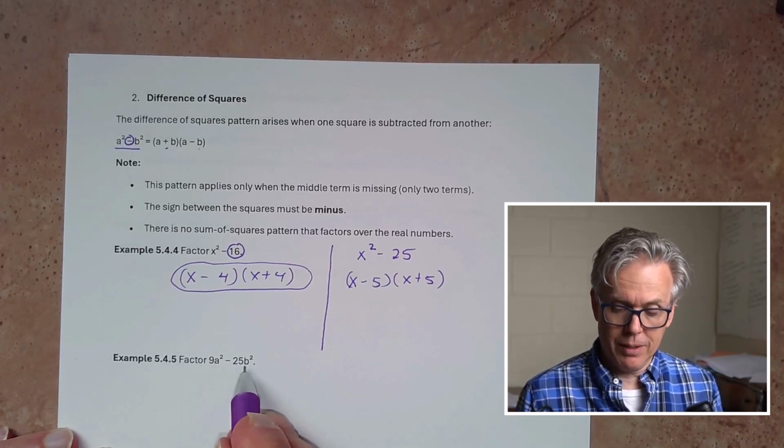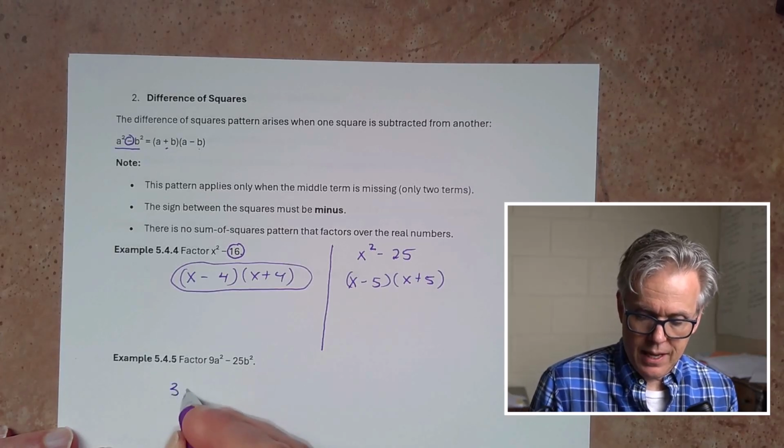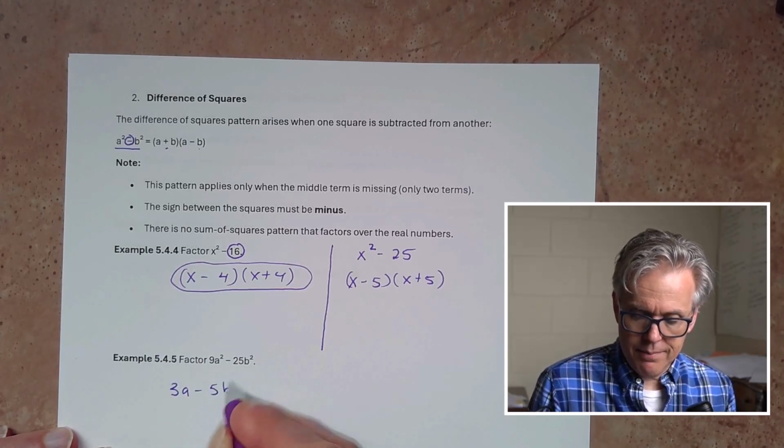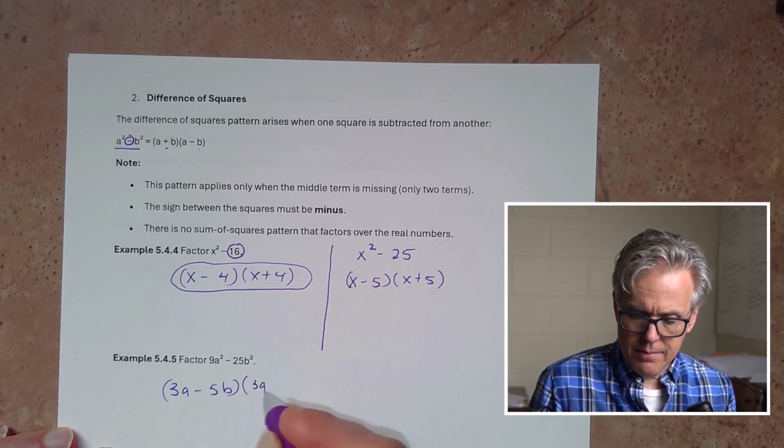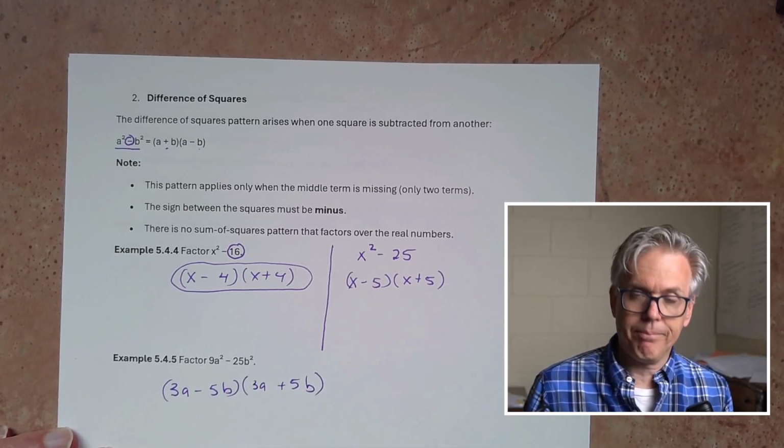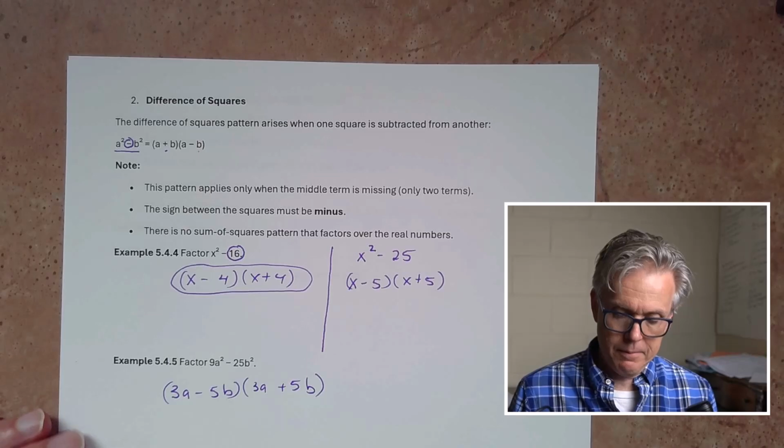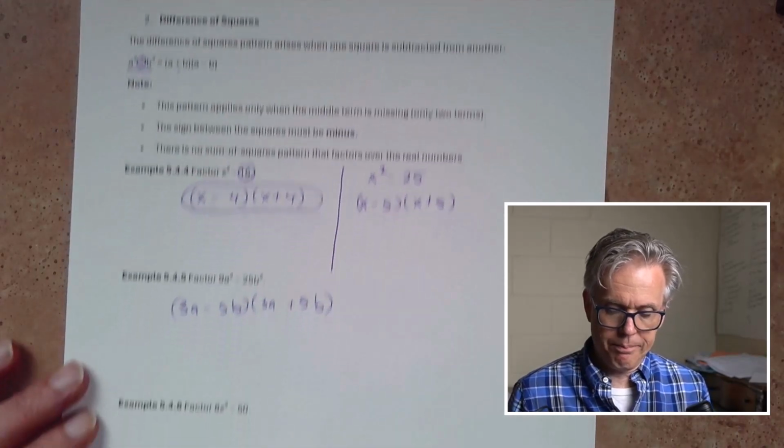We should recognize these are perfect squares. 9 and 25, we have a squared and b squared. So we're going to have 3a minus 5b, 3a plus 5b. You have a multivariable perfect square.